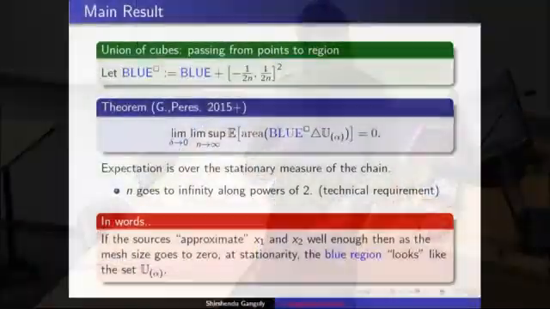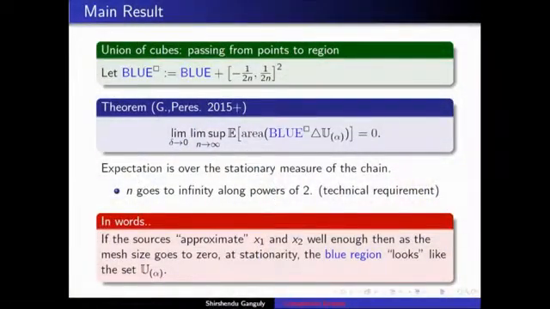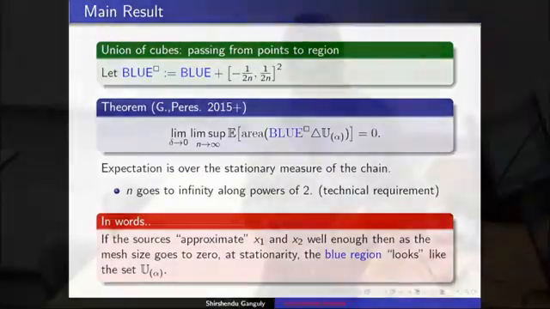So in words, roughly, if the sources are small enough, which means delta is very small, then if the mesh size goes to 0, at stationarity the blue region looks like the set U alpha in the sense of symmetric difference. So the area of the symmetric difference is small. That's roughly the statement of the result. So is this clear, what the theorem is proving? Okay.